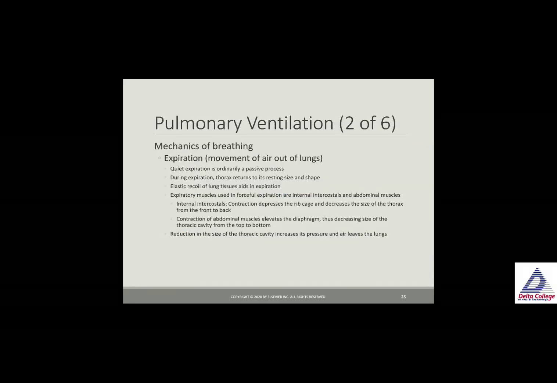So expiration, again, as we breathe out, this is the movement of air out of the lungs. Quiet expiration is ordinarily a passive process. We don't have to think about breathing out. During expiration, the thorax returns to its resting size and shape. There is an elastic recoil of lung tissue that aids in expiration. And expiratory muscles used in forceful expiration are the internal intercostals and the abdominal muscles.